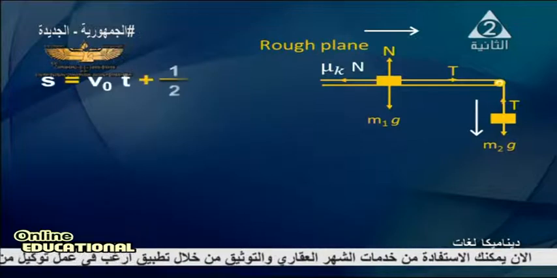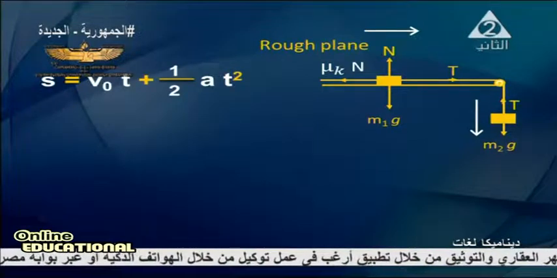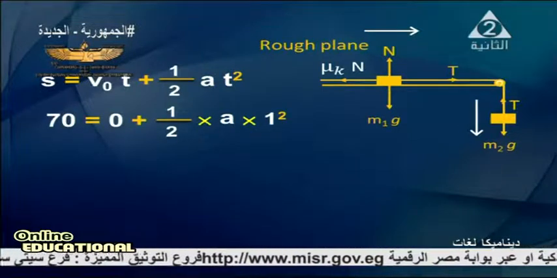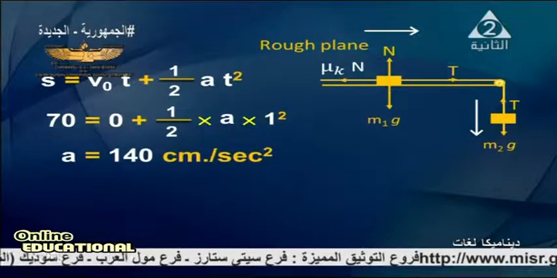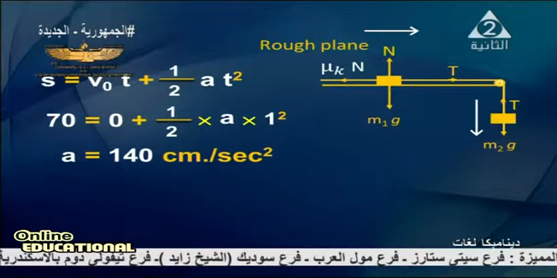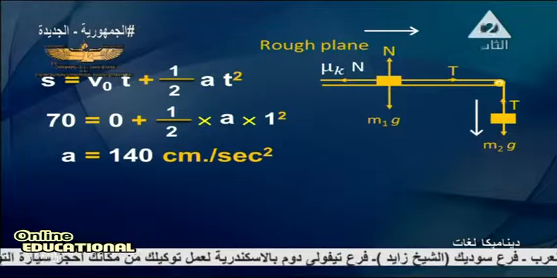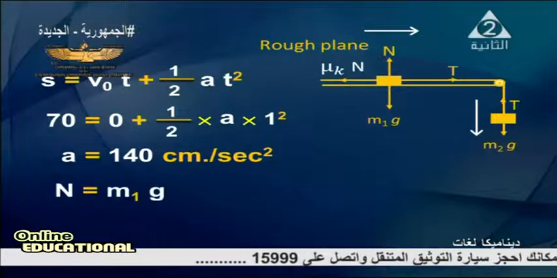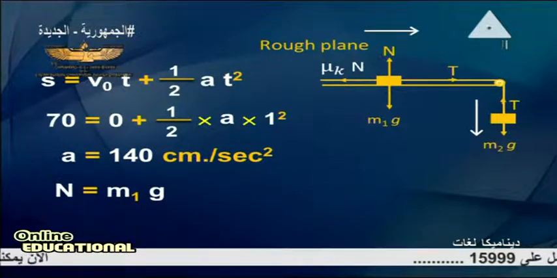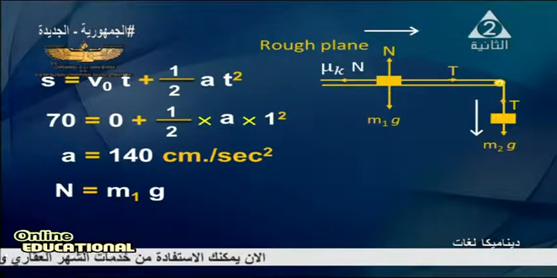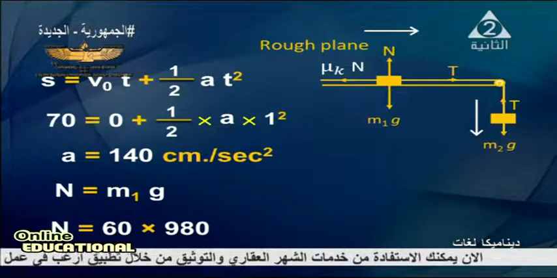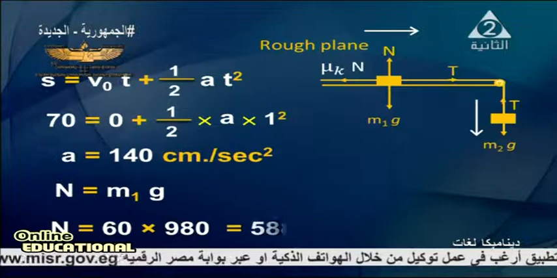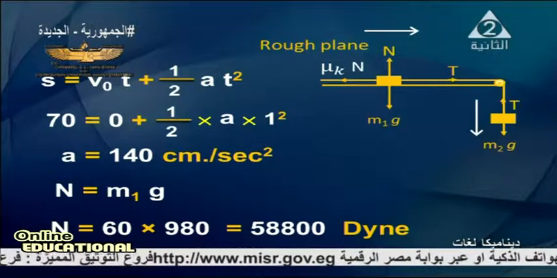Now S equals V naught T plus half a T squared, then 70 equals 0 plus half times a times 1 squared. The acceleration of motion a equals 140 centimeter per second squared, and N equals M1g. N is the magnitude of the normal reaction of the plane on the body. N equals M1 60 times g 980, then N equals 58,800 dyne.